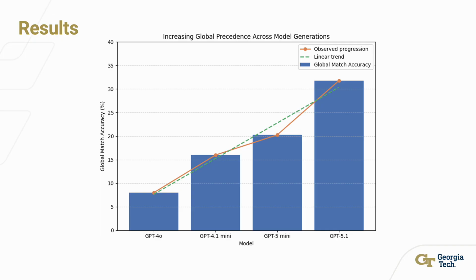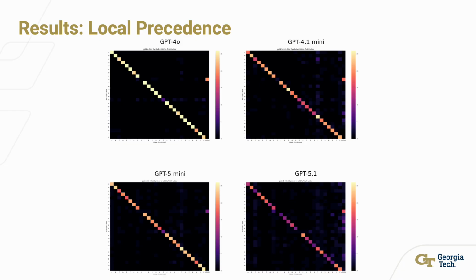This slide shows four heat maps comparing the local precedence of each model per individual letter. Yellow squares represent high proportion of matches between the true local letter of a given stimulus and the first symbol perceived by each model. As the heat maps show, the frequency of local precedence decreases from 4.0 to 5.1. Additionally, we observe some per letter variation, with certain letters resulting in higher global bias, while others cause processing errors.